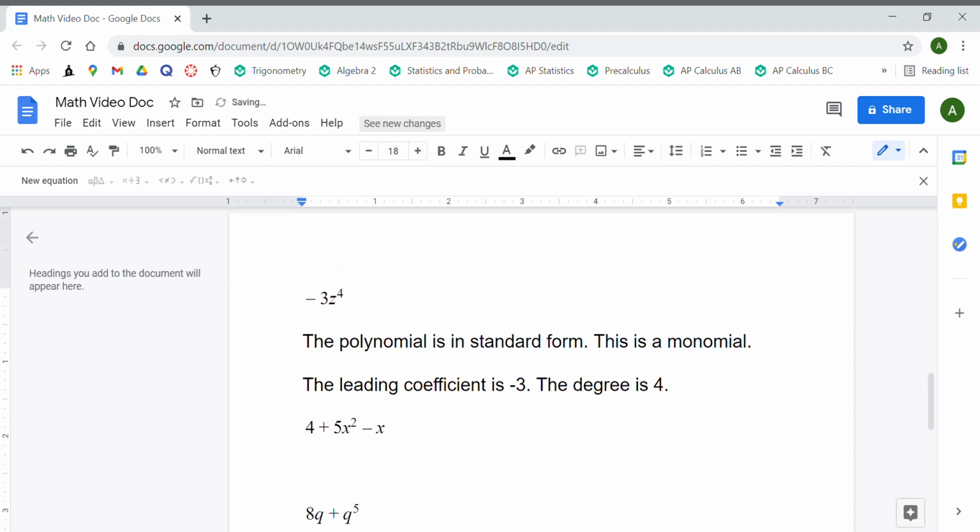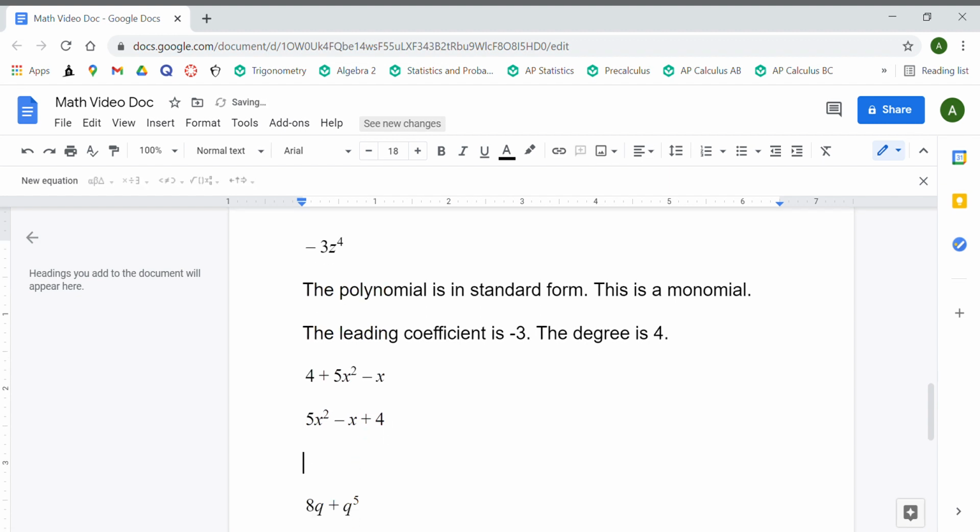This polynomial is not in standard form. We need to rewrite this. The first thing we write down when putting a polynomial in standard form is the term with the greatest exponent. And so it's going to be 5x squared. The next largest exponent is negative x, which has an exponent of 1. And then constants go last.